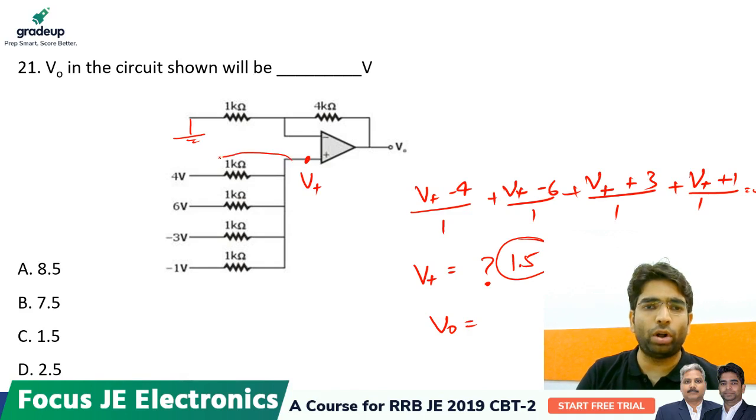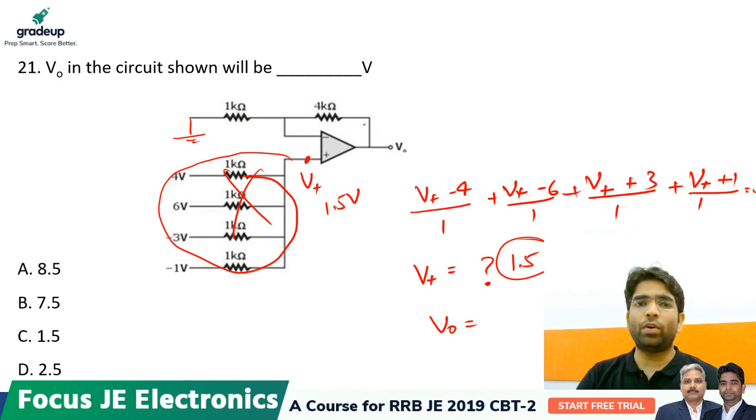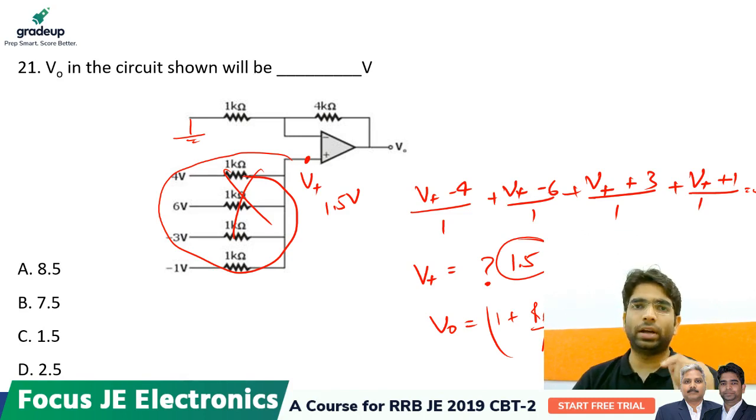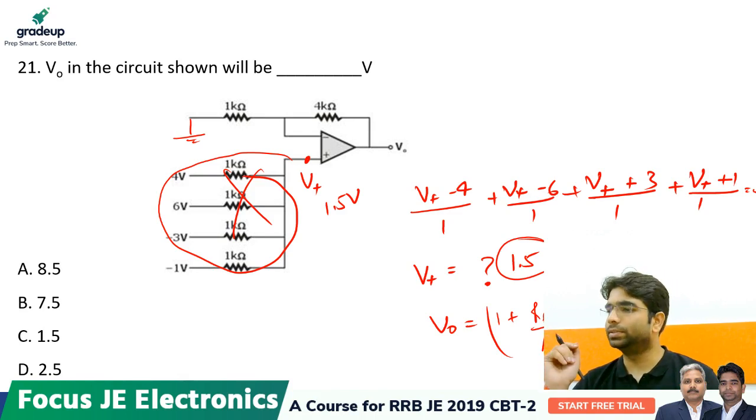Can't you reduce all this to 1.5 volts and now find it as a non-inverting op-amp? It will be minus 4 by, yes, 1 plus RF by R, that is feedback resistance by the resistance in the adjacent arm, into the non-inverting node voltage, that is 1.5. What is the answer? You will get 7.5 volts as the correct answer.